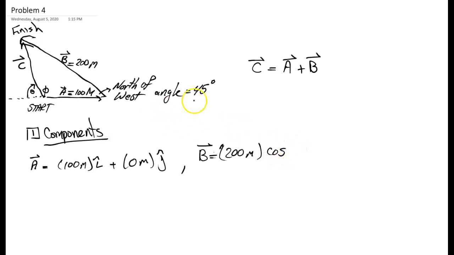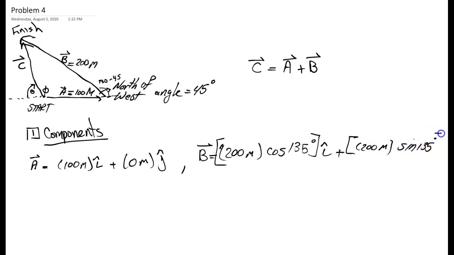of, notice that if this angle here is 45, then the angle that vector B has would be 180 minus 45, or 135 degrees. This will be the magnitude of the I hat component of vector B, and then similarly it would be 200 meters times the sine of 135 degrees in the J hat direction.